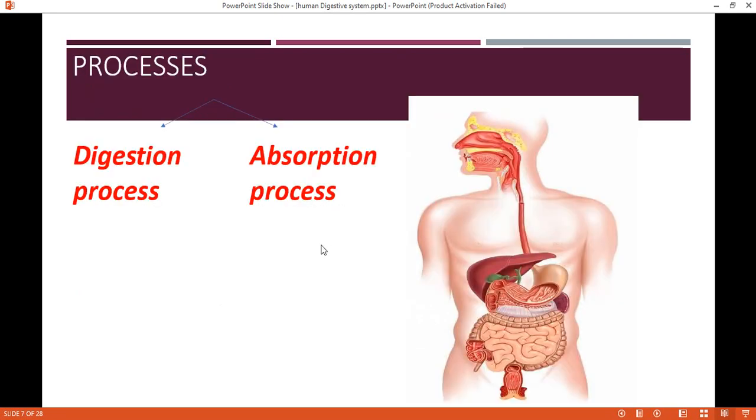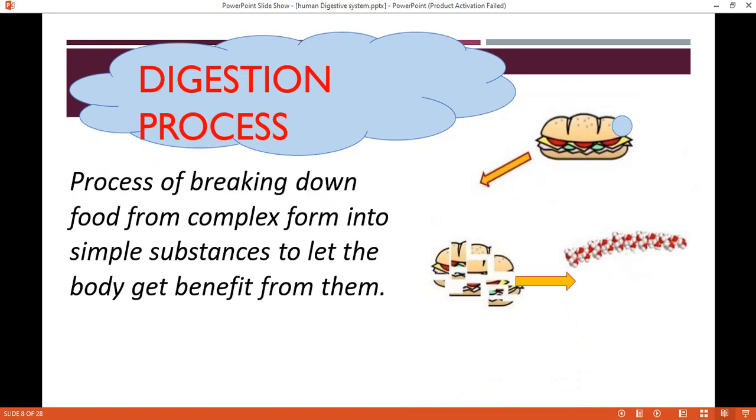Okay, let's see the digestive system. The digestive system is responsible for two processes, the digestion process and the absorption process. Let's see what is the meaning of digestion. Digestion is the process of breaking down food.